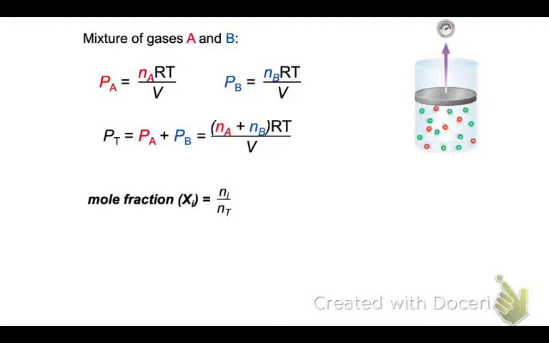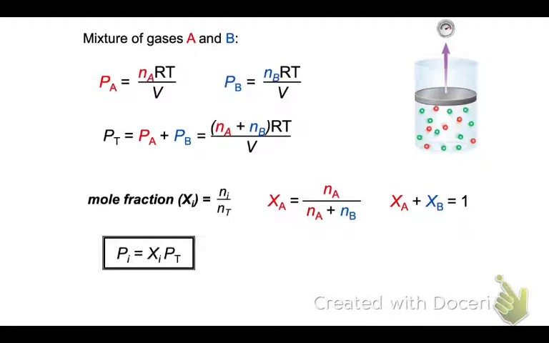So the mole fraction of I is the number of moles of I divided by the total number of moles. So the mole fraction of A is moles of A divided by total number of moles, and the mole fraction of B is moles of B divided by total number of moles. If you only have two components, then the mole fraction of A plus the mole fraction of B will equal 1. So the pressure of I will be the mole fraction of I times the total pressure.